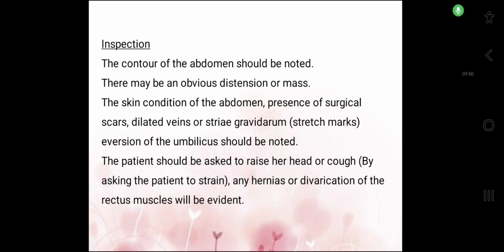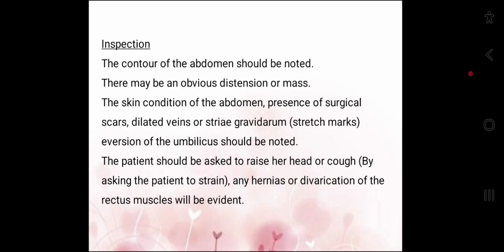By inspection, look first for contour of abdomen: is it flat, scaphoid, or distended? Look for any asymmetry, visible mass, and the skin condition of the abdomen, for example, presence of surgical scars, dilated veins, or striae gravidarum, which is a stretch mark of pregnancy. Look for umbilicus shape. Is it inverted or everted? Normally, umbilicus will be inverted, and everted umbilicus can be a normal anatomical variation or indicate increased intra-abdominal pressure due to obesity, fluid, pregnancy, or mass.